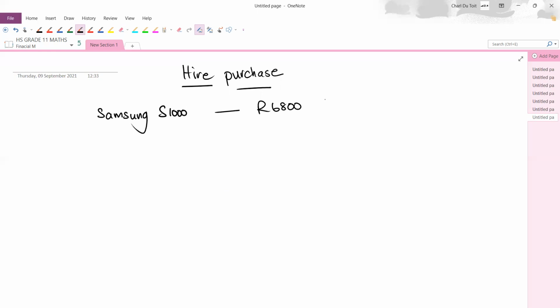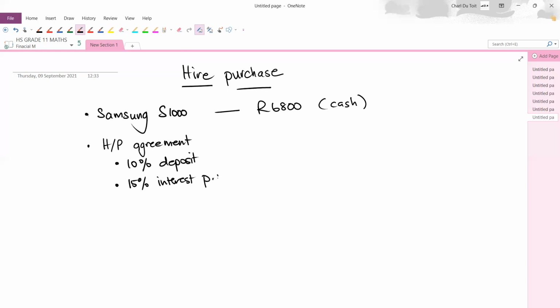So if you buy it cash, then you can pay 6,800 Rand for the phone. Or if you don't have the cash, you can do a hire purchase agreement. And the hire purchase agreement is as follows. You have to put down a 10% deposit in order to have the phone. And then they're going to charge you 15% interest per annum.